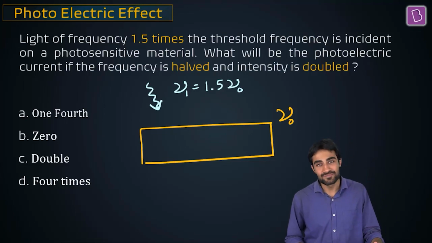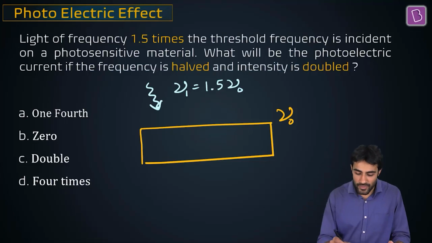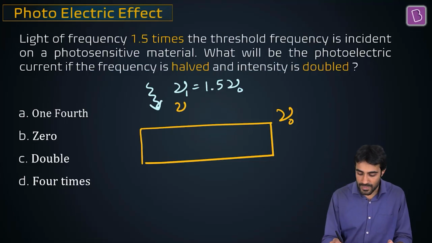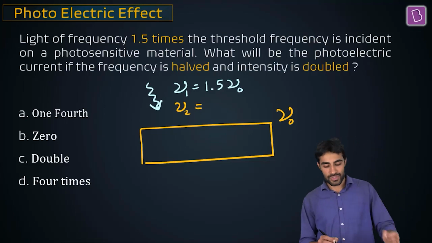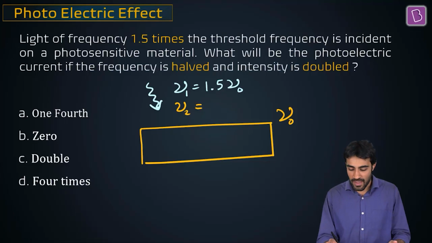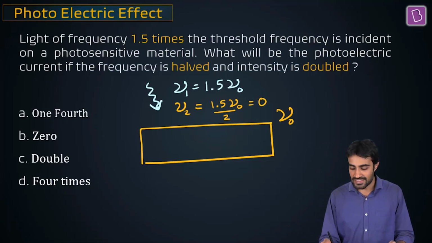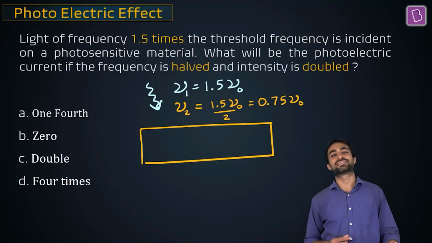So what are we doing? We are doubling the intensity, but we have the new frequency mu 2, and mu 2 is actually half of the older frequency, mu 1 divided by 2, that is 1.5 mu naught divided by 2. This is our new frequency. We can write it as 0.75 times mu naught.